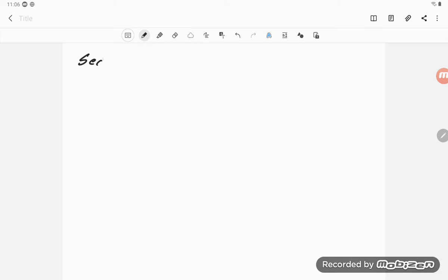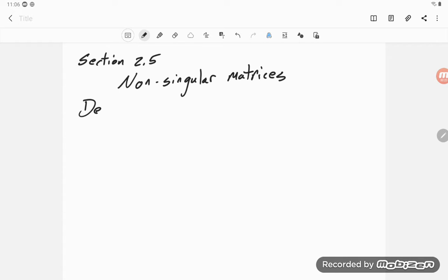Okay, this is section 2.5, and we want to introduce this idea of non-singular matrices. So, of course, if there are non-singular matrices, there must be singular matrices. But we'll start with our definition here.